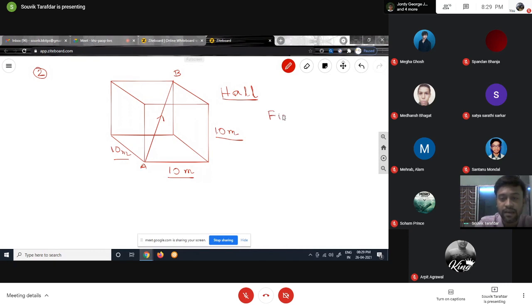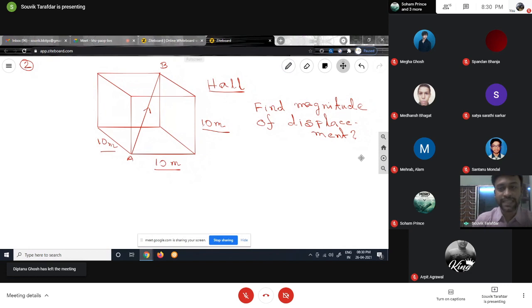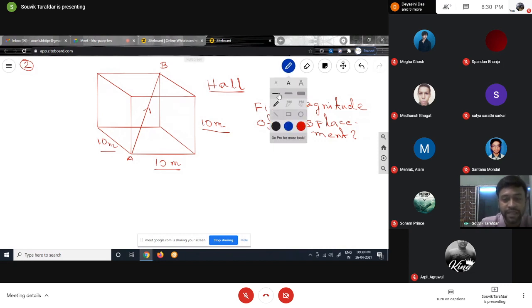Now they are asking: find the magnitude of displacement. So this is our question. So let's start solving it. But before solving, I always tell you one thing: we need to understand the concept. See here, in this case, we need to find A to B.